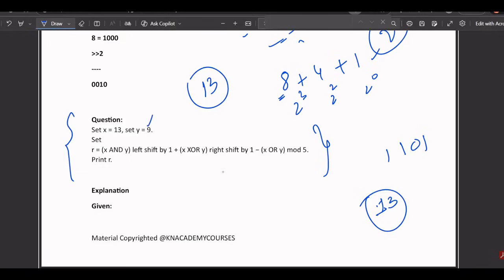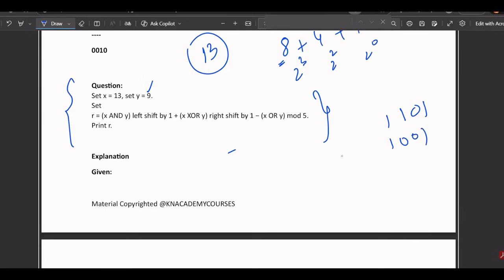Now 9: it will be basically 8 plus 1. Now we know what 8 is. 8 is basically 1 0 0 0, and then 1, so 1 here. So 1 0 0 1 will be 9. So we already got 13 is basically 1101 and 9 is 1001. Now it is very easy for us when we have converted it. The main thing is how you are converting the things. If you do the conversion quickly, then it will be very, very easy for you.